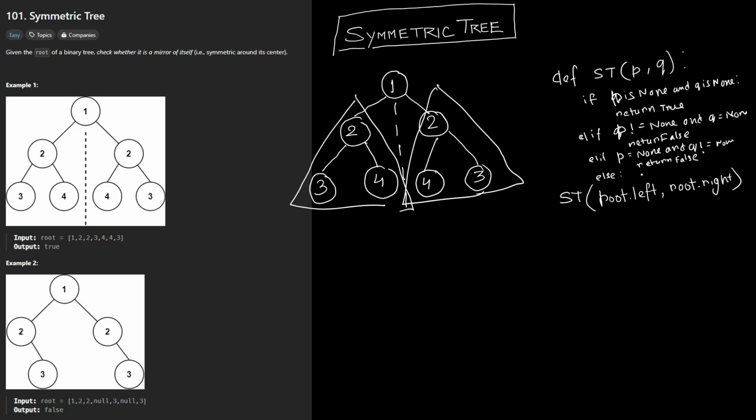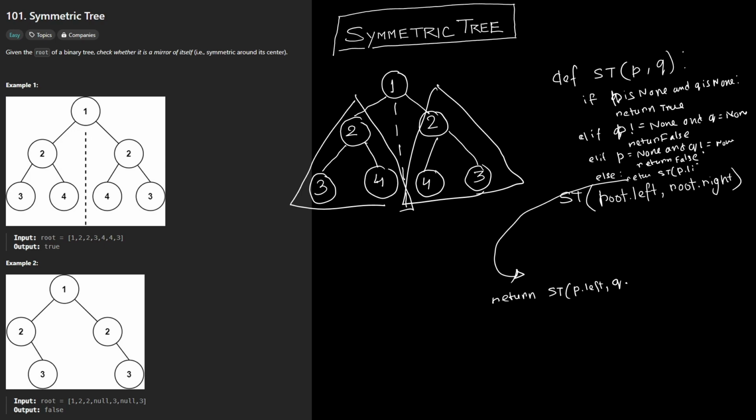And at last, in case both of them contain an element, we are simply going to check the value. So we are going to return our function st. Here we are going to pass p dot left, the left child of it, and q dot, because we are going to match the values, because it's a mirror image.